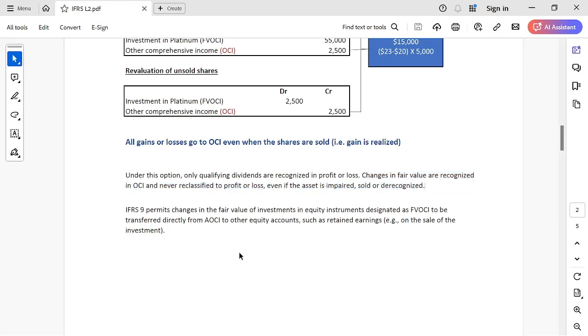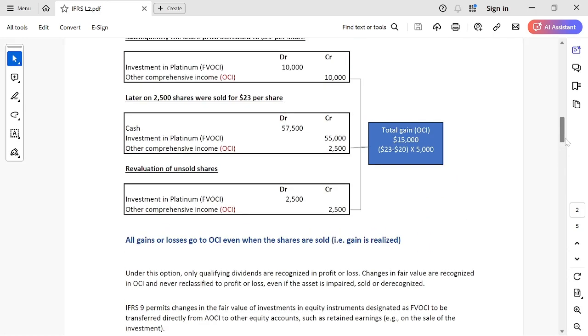However, just a small point here, that IFRS 9 permits the changes in fair value of investments in equity instruments designated at fair value through OCI to be transferred directly from accumulated OCI to other equity accounts, such as retained earnings on the sale of the investment. So what this means is this 2,500 that's now realized on sale goes to OCI, and the company has an option to transfer this to retained earnings, but not through profit or loss.